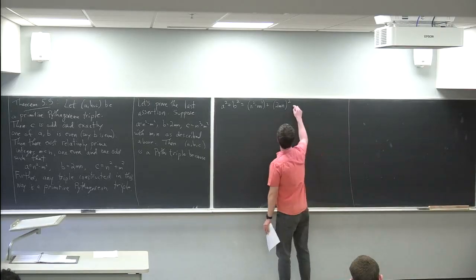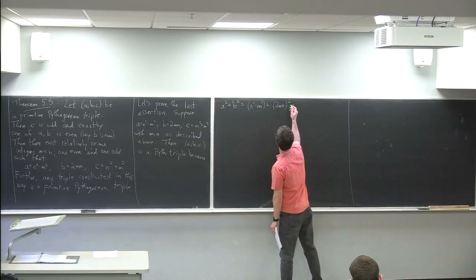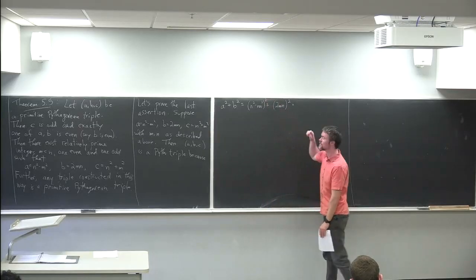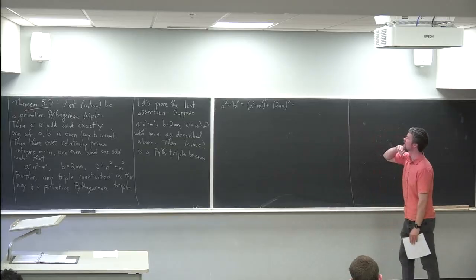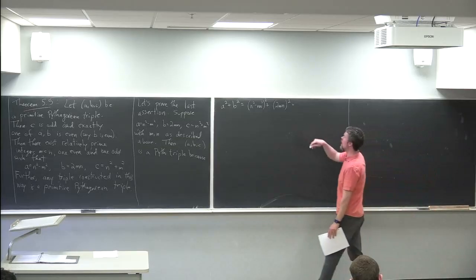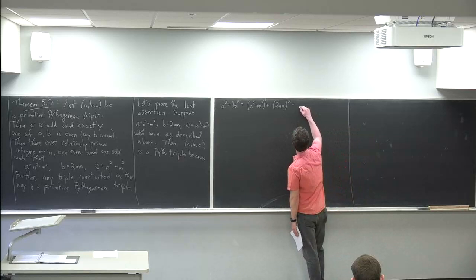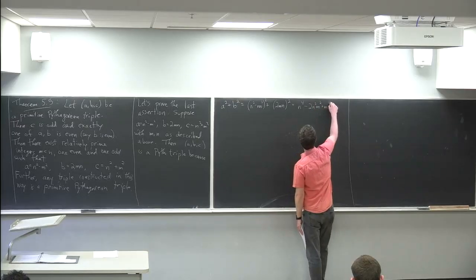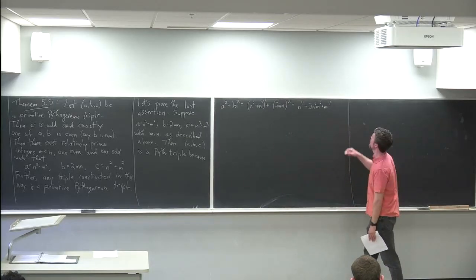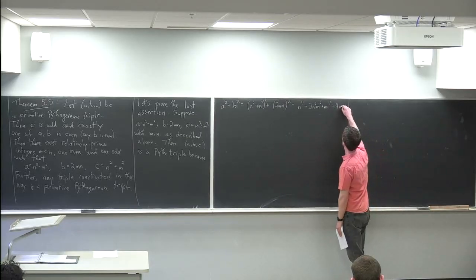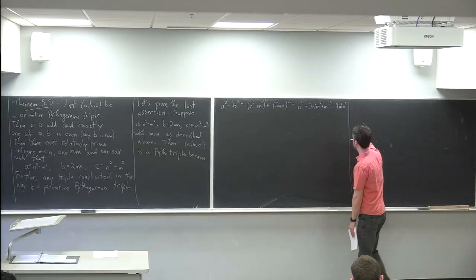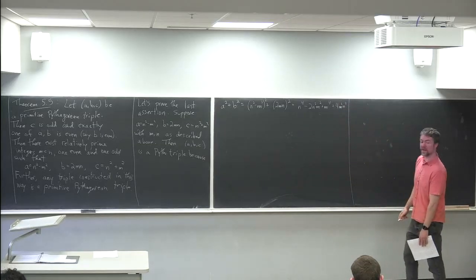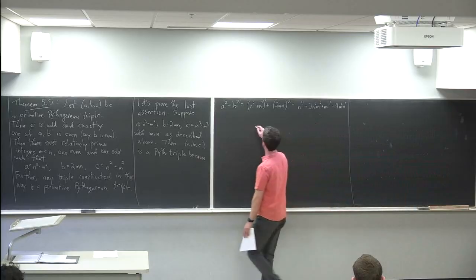So A squared plus B squared would be that. If you square out the expression for A, you'll get n to the fourth minus 2n squared m squared plus m to the fourth. And if you square that other thing, you have 4m squared n squared. Okay, and then there are like terms you can combine here.